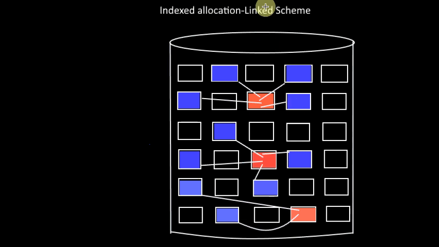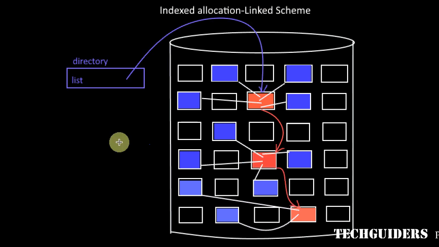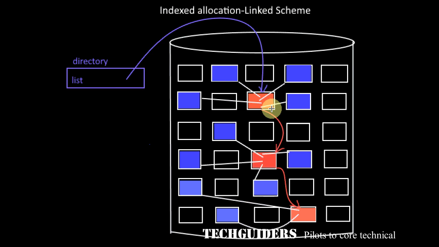The first solution is to use a linked scheme. Here, each index block will have a pointer to the next index block, and the directory will have a pointer to the first index block.